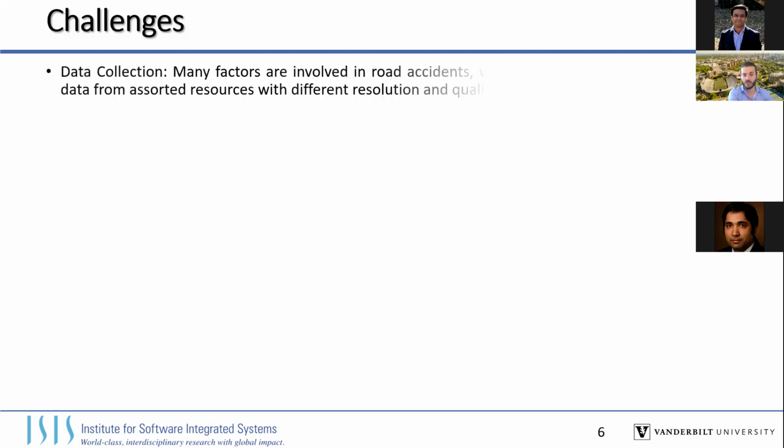So some of the challenges: Ayan mentioned in general the challenges for incident prediction, but in particular for highway and traffic incident prediction. The first part is collecting data. Many factors are involved in road accidents, which requires collecting various types of data from assorted resources with different resolution and quality. The process requires good infrastructures, strategic planning, and investment.